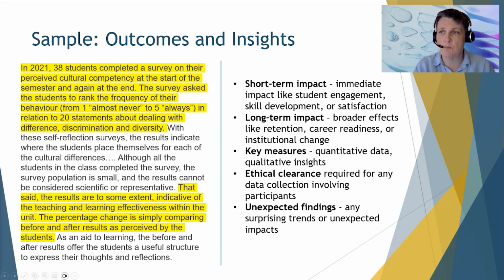Again, going back to our sample paper, in 2021, 38 students completed a survey on their perceived cultural competency at the start of the semester and again at the end. The survey asked the students to rank the frequency of behavior from 1, almost never, to 5, always, in relation to 20 statements about dealing with difference, discrimination, and diversity.